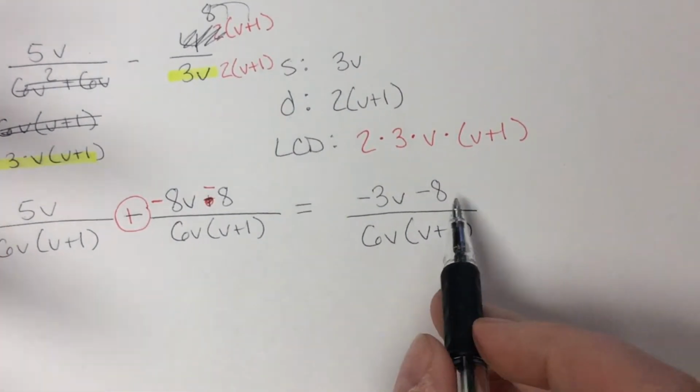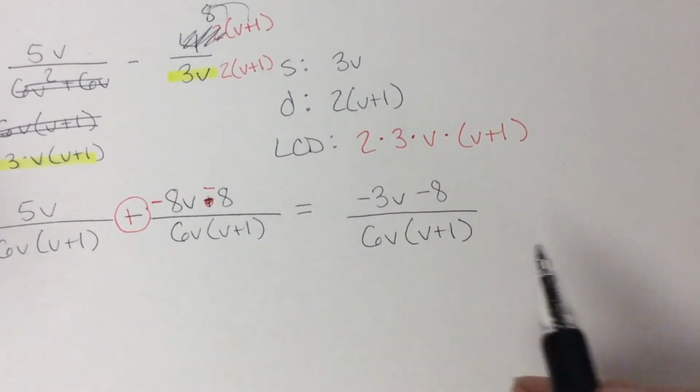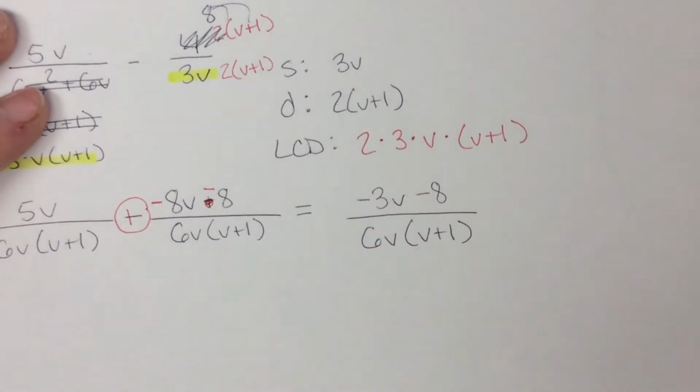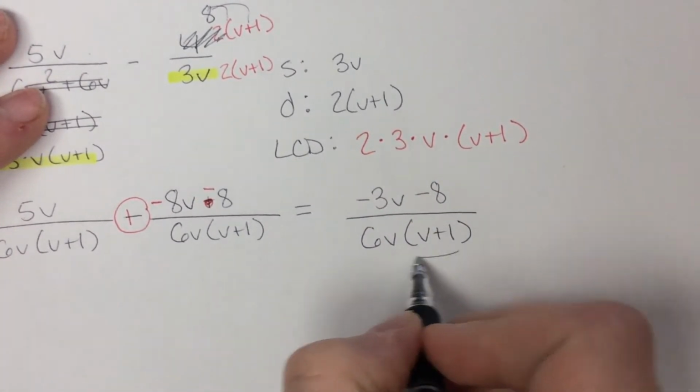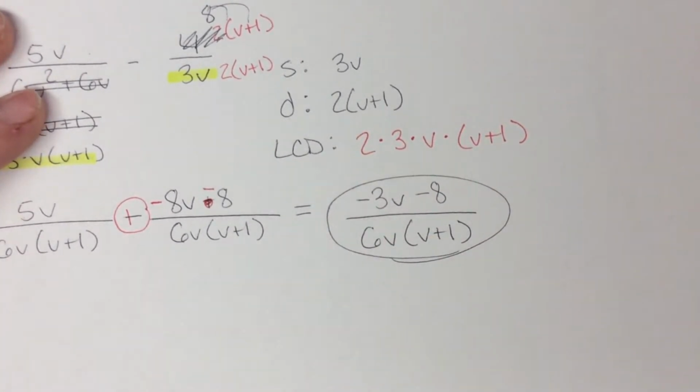In the numerator, 3 and 8, nope, 3 is prime and it doesn't divide into 8, so there's nothing to factor out and therefore nothing's going to cancel. Final answer.